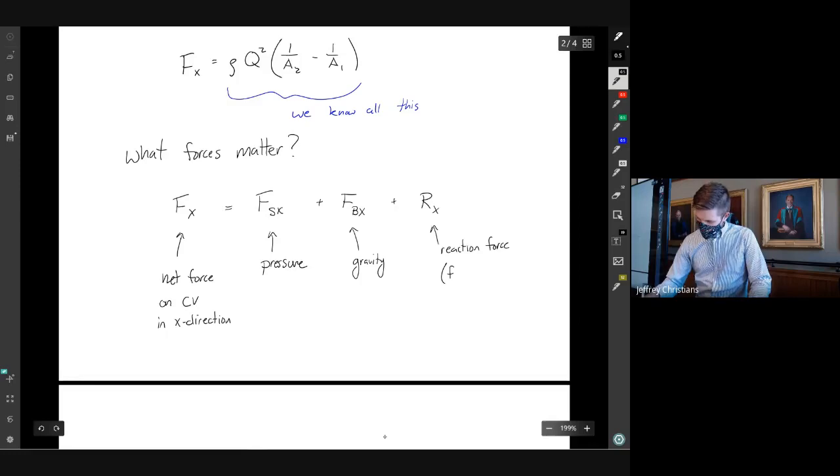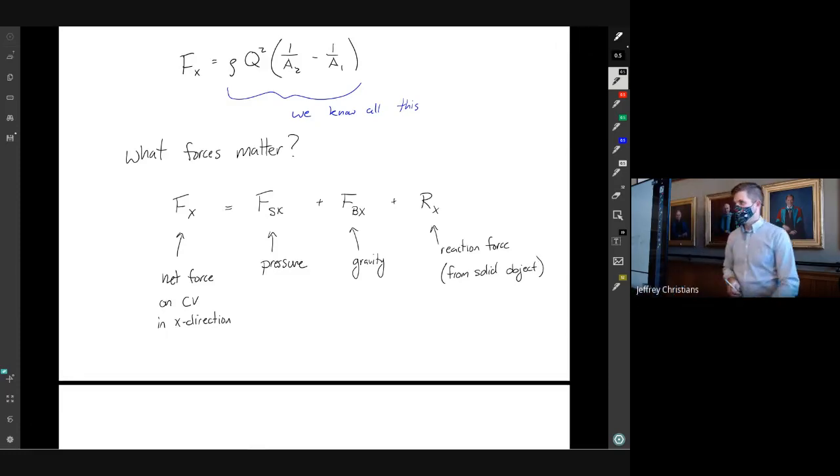This is from some solid object. So typically when we're talking about forces from fluids, that's pressure; forces from solid objects like this little end cap thing are reaction forces. Those two things are both surface forces, acting on the surface of our CV. Obviously, gravity is a body force acting on the entire volume.